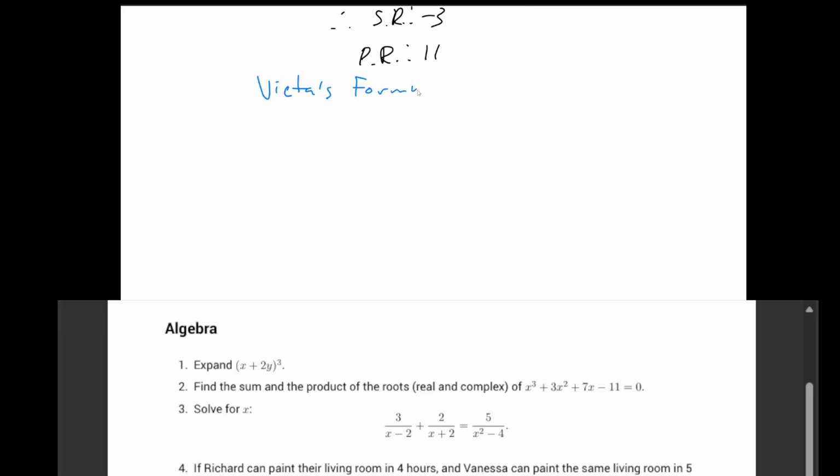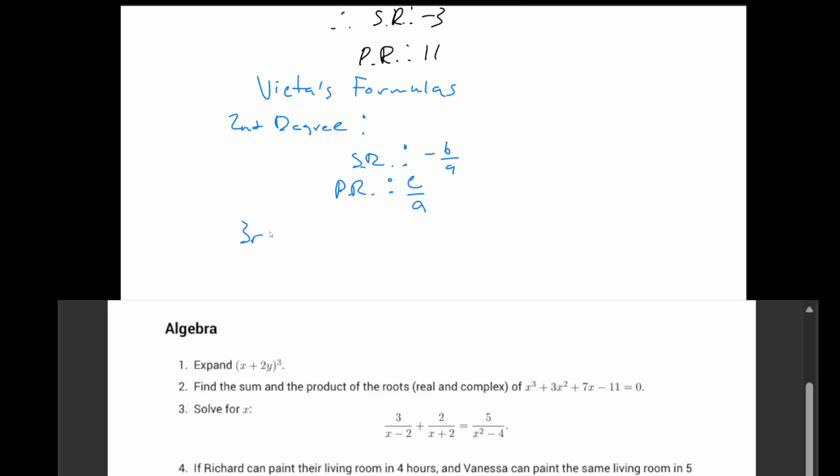So, really, what you need to know about this is, for a quadratic, a second degree, the sum of roots is negative b over a, and the product of roots, and sorry my handwriting is really bad, is just c over a.